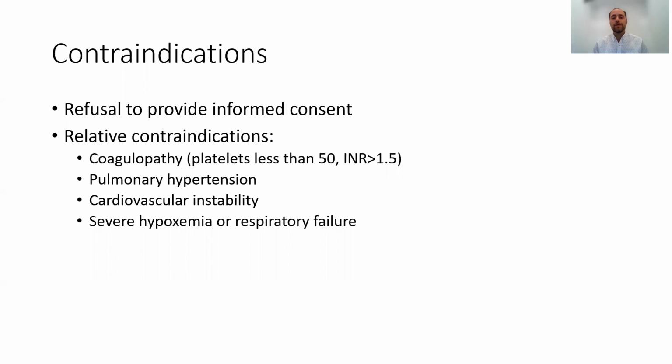A flexible bronchoscopy is contraindicated if the family refuses to provide informed consent. The relative contraindications are platelets less than 50 or an INR greater than 5, which would put the patient at risk for bleeding, pulmonary hypertension, cardiovascular instability, or severe hypoxemia or respiratory failure. Now, these are not absolute contraindications. These are high-risk contraindications for which one should strongly weigh the risks and benefits and plan their bronchoscopy accordingly.